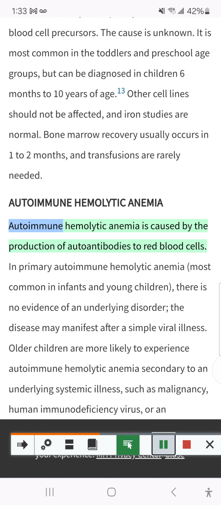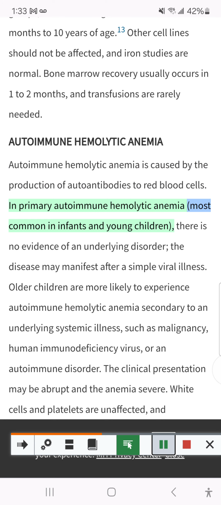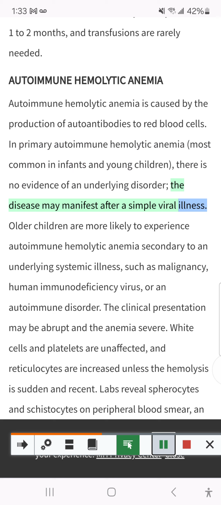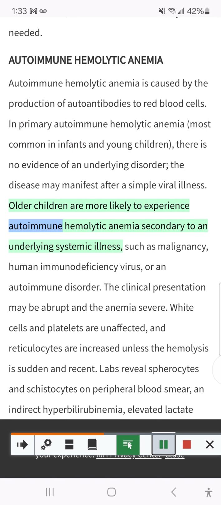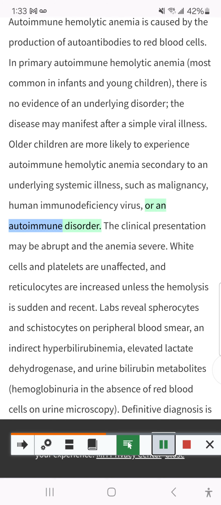Autoimmune hemolytic anemia. Autoimmune hemolytic anemia is caused by the production of autoantibodies to red blood cells. In primary autoimmune hemolytic anemia, most common in infants and young children, there is no evidence of an underlying disorder. The disease may manifest after a simple viral illness. Older children are more likely to experience autoimmune hemolytic anemia secondary to an underlying systemic illness, such as malignancy, human immunodeficiency virus, or an autoimmune disorder.